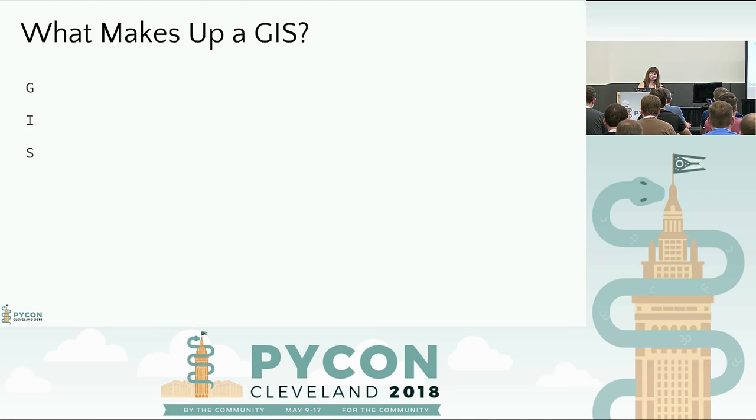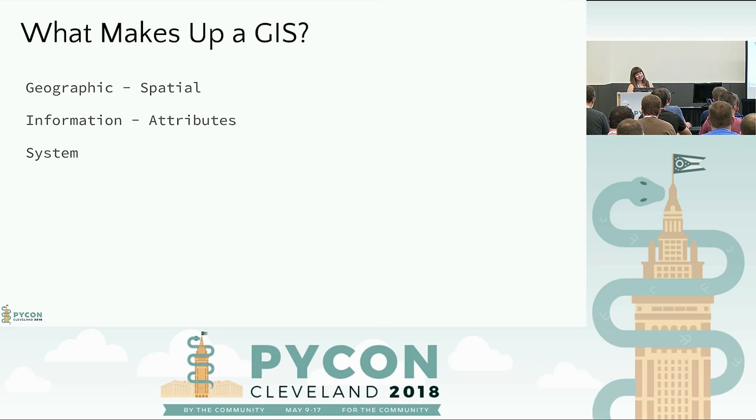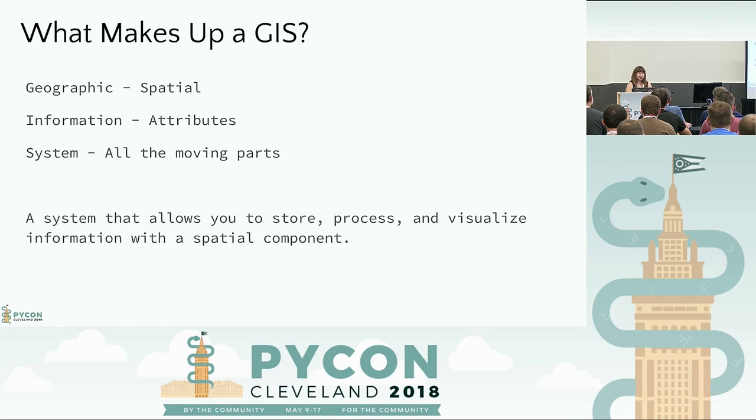So GIS, anyone know what it stands for? Well, I'll tell you. Geographic Information System. Geographic has some kind of spatial component. It's related to where something is on the Earth. Information, as far as non-spatial attributes, like the state of Ohio has non-spatial attributes like population and who the governor is. A system is all the moving parts that allow you to deal with that kind of information. So all in all, GIS is a system that allows you to store, process, and visualize information that has some spatial component.